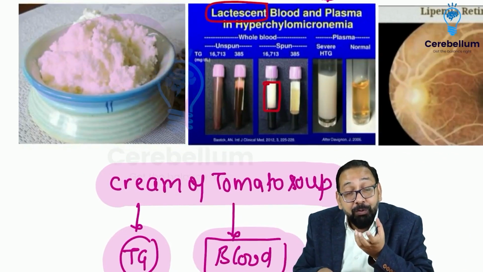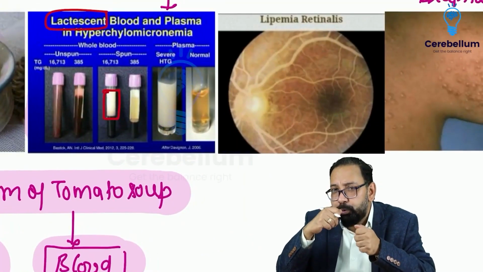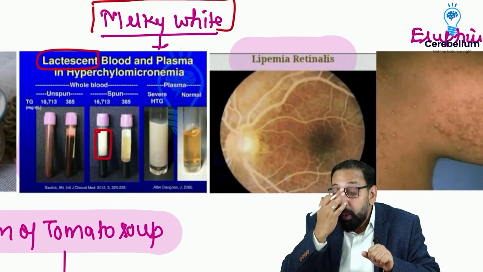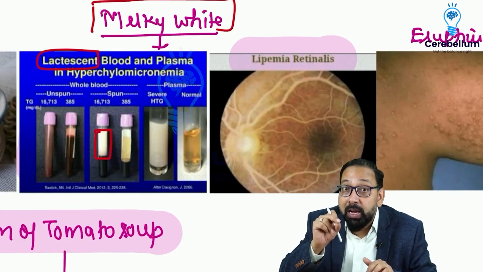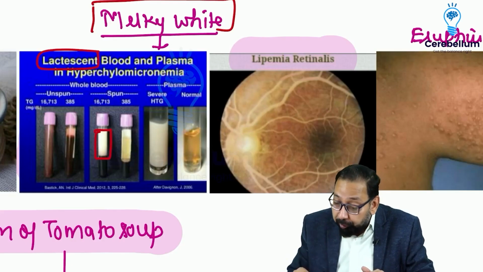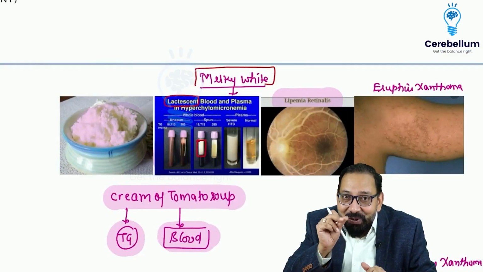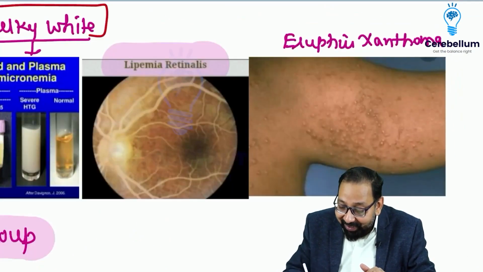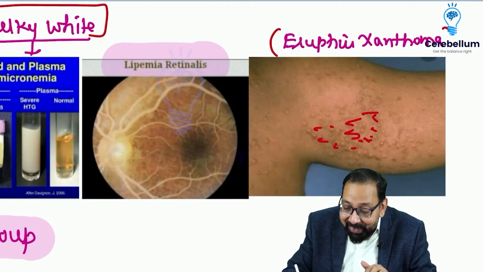And when triglycerides are increased, lipids are increased, and you do fundoscopy, you will find a whitish hue. Normally in fundoscopy you will find reddish, but here there is whitish. This is called lipemia retinalis. And when triglycerides are increased, they will deposit. You know that butter is granular, so as a mnemonic, if you deposit this granular thing in the skin, it would be eruptive xanthoma.